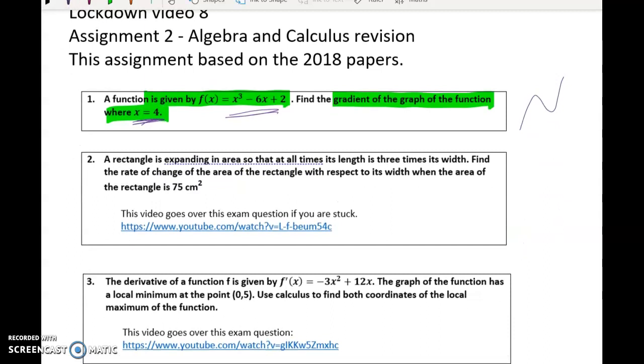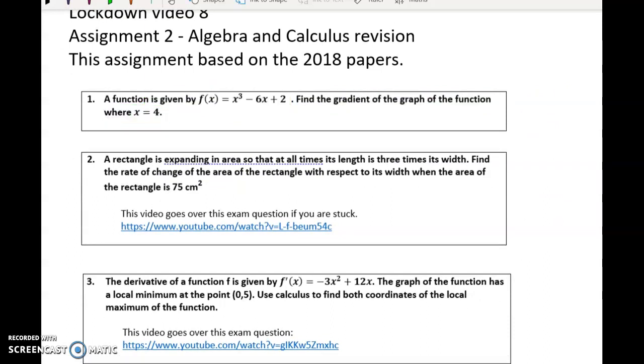Now, the next one is from rates of change, which some of you did really well and focused on when you were working through the Walker books, and some of you not so much. So now's probably the time to go back over that. We're told we've got a rectangle, and for some weird reason, it's expanding in area, so that all the time its length is going to be 3 times its width. Find the rate of change of the area of the rectangle with respect to its width. So we want our variable here to be width, which we'll call w, and we're finding that rate of change when the rectangle is 75 centimeters squared.